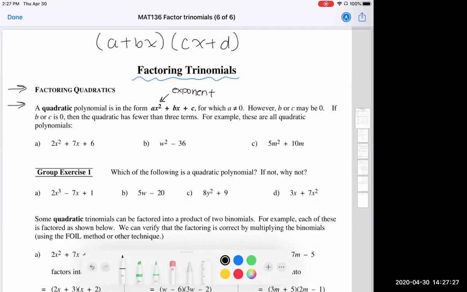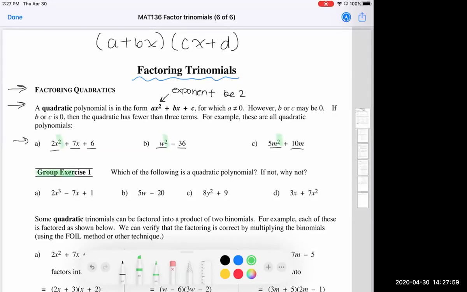Your highest exponent is your degree of your polynomial. A quadratic means our highest exponent is 2. It's a degree 2 polynomial. So here we have some examples of quadratics. Here we have 1, 2, 3 terms. Here we only have 2 terms, and here we also have 2 terms. But we notice that for all of them, we have that term squared, and that makes it quadratic.